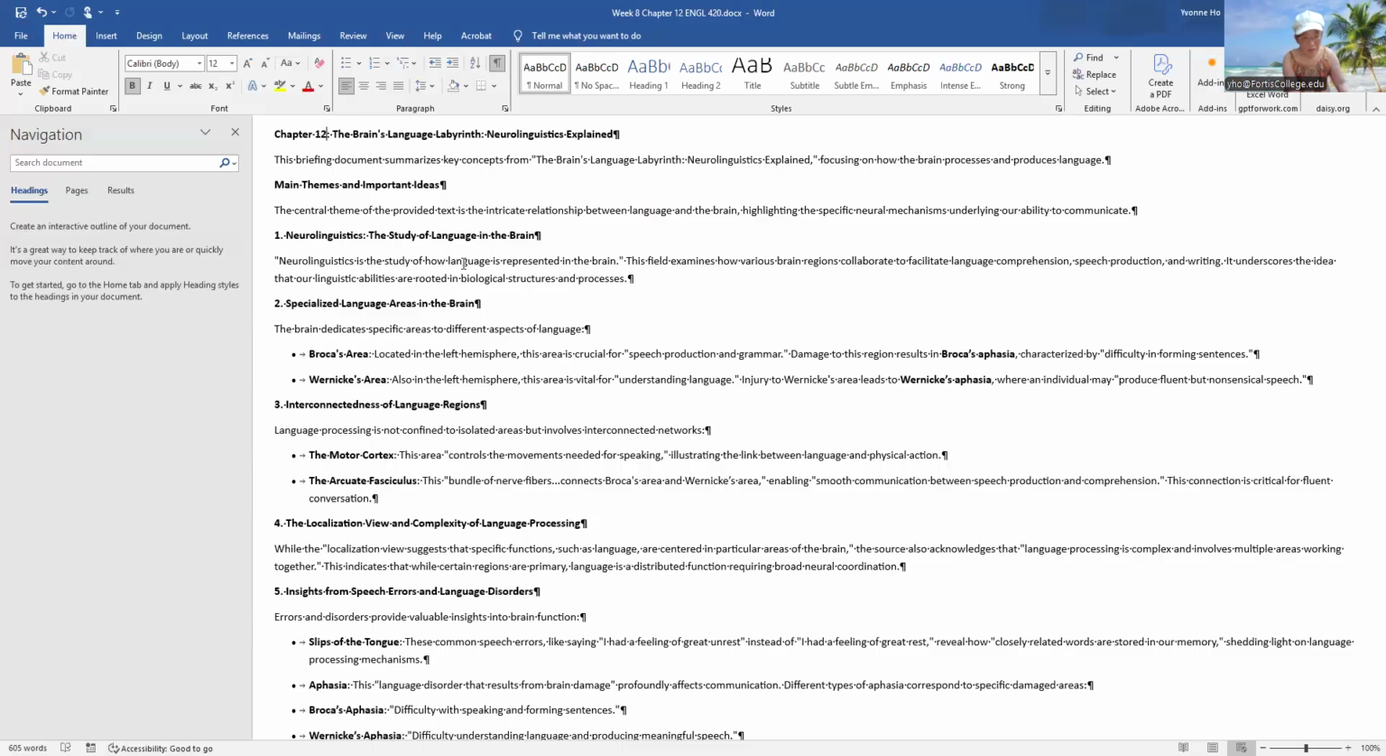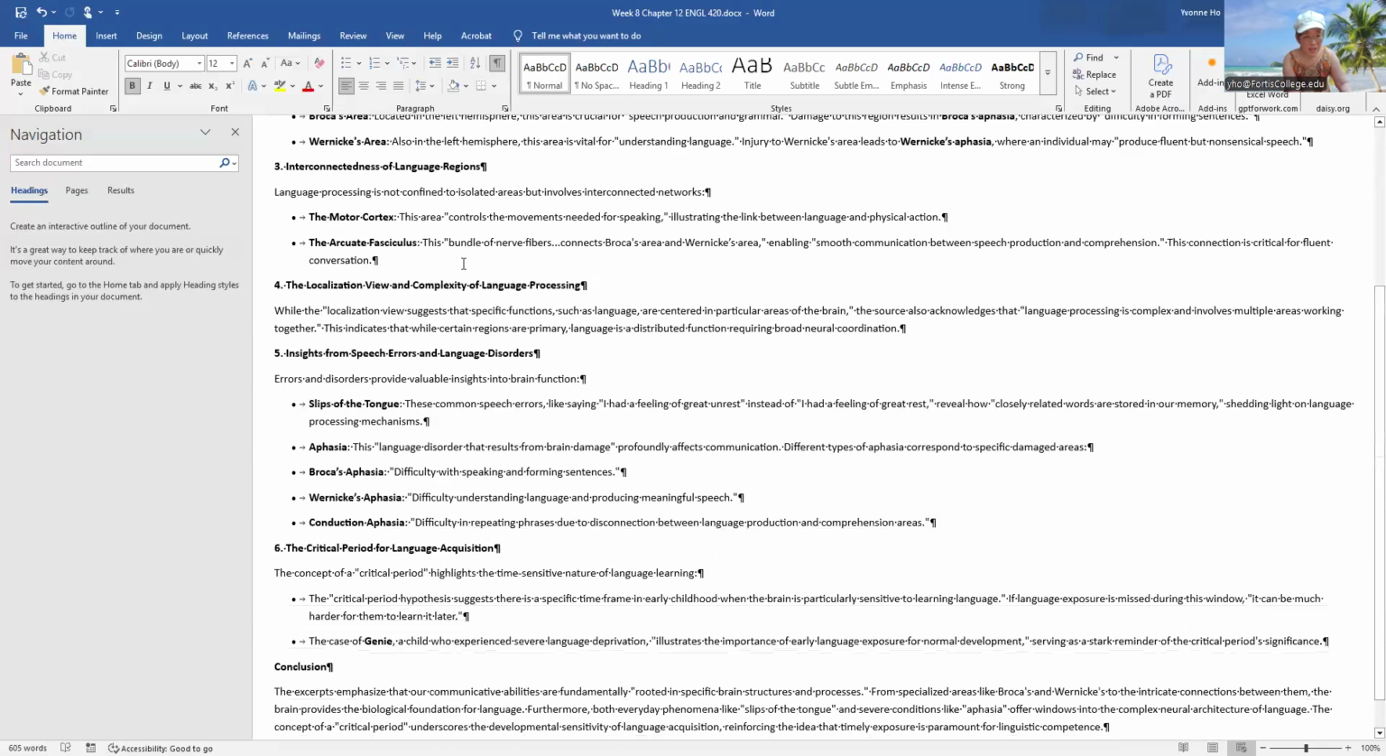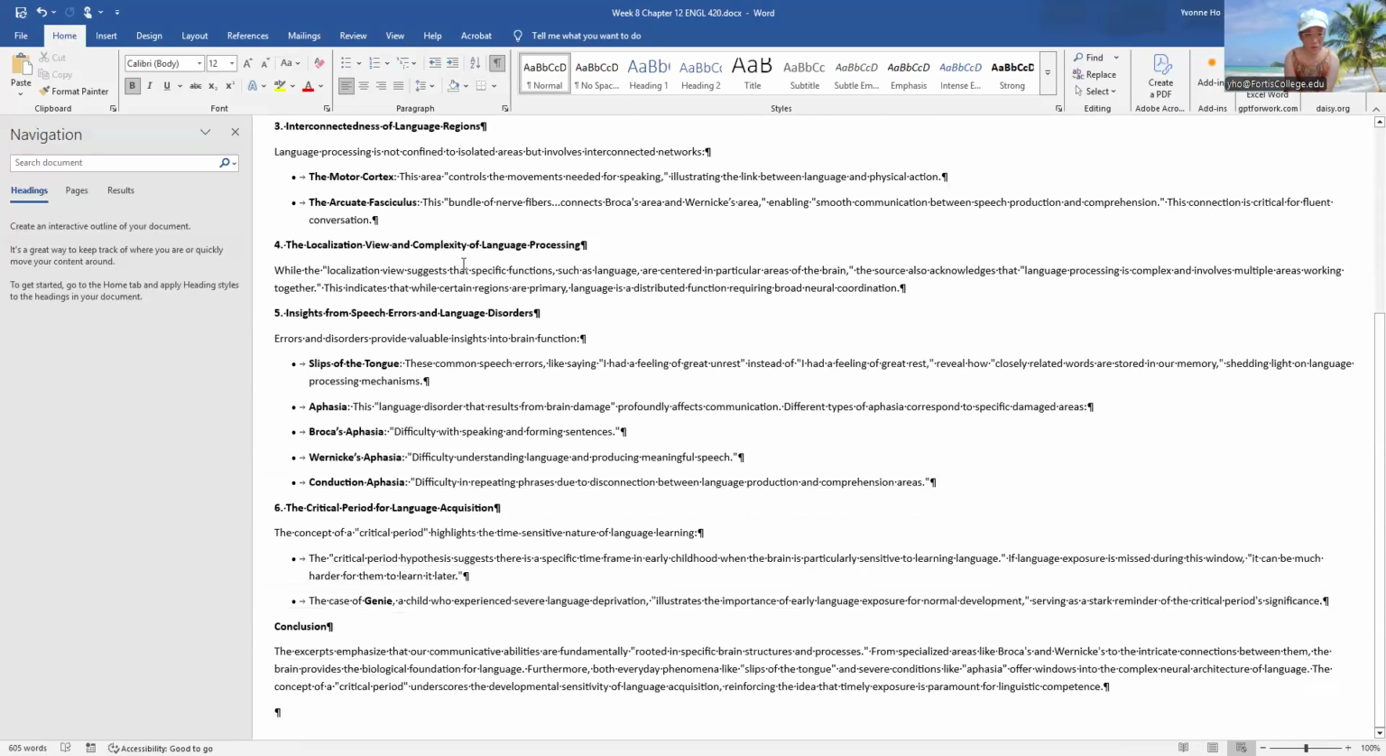The localization view and the complexity of language processing. While the localization view suggests that specific functions, such as language, are centered in particular areas of the brain, language processing is complex and involves multiple areas working together. This indicates that while certain regions of the brain are primary for language, language is a distributed function requiring broad neural coordination.